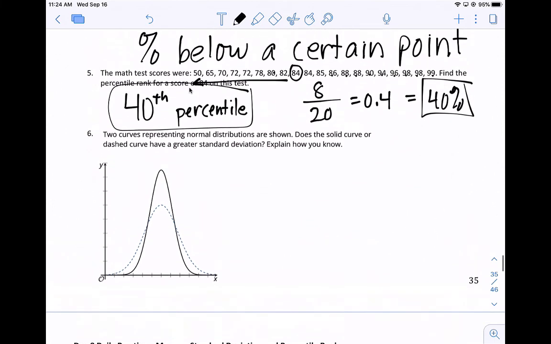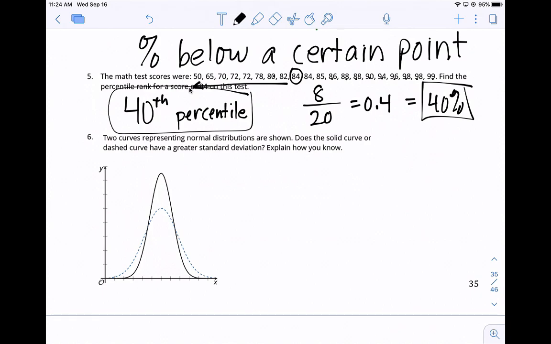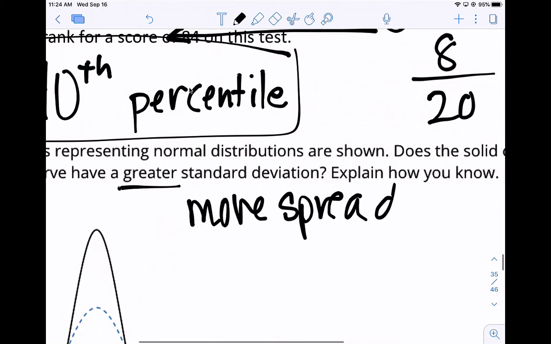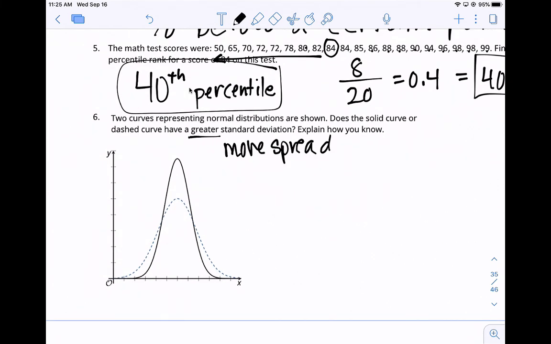Okay, let's take a look at number 6, last one, and then you'll have a chance to work on the assignment. 2 curves representing normal distributions are shown. Does the solid curve or the dashed curve have a greater standard deviation? And remember, the greater the standard deviation, the more spread out the data. And if we take a look, the dashed line looks more spread out. So we would say the dashed, more spread out.